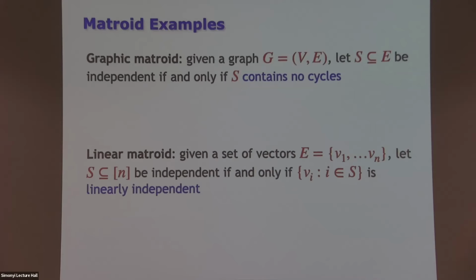Another canonical example, another motivating example for the study of matroids, is the set of linear matroids. Here you're given a set of vectors. Your ground set E is just a set of vectors v1 through vn. We say that a subset S of these vectors is independent if and only if the corresponding set of vectors is linearly independent. This will be a very useful example to keep in mind throughout the talk when trying to gauge which properties of matroids hold true.